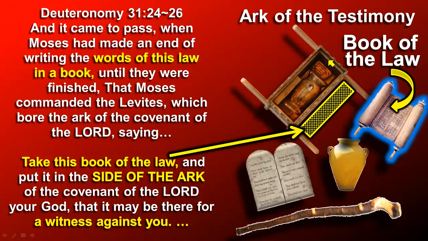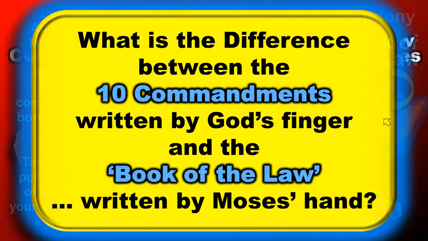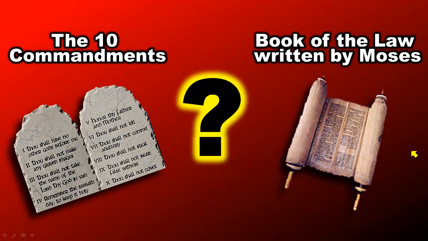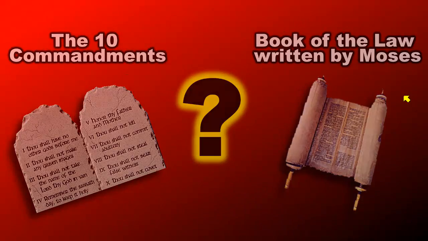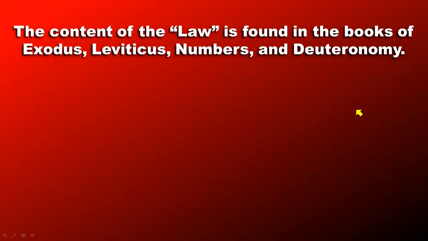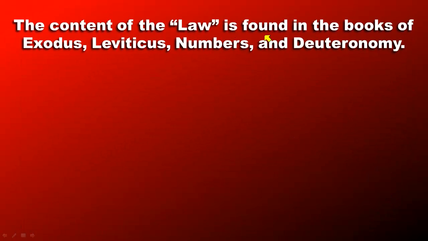So inside the ark of the testimony were the 10 Commandments, the manna and the rod that budded, and outside was the book of law that Moses wrote. So what is the difference between the 10 Commandments written by God's finger and the book of the law written by Moses' hand? Have you ever thought of that? What's the difference in these two laws? Let's take a look at this. So the contents of the law is found in the Bible in the books of Exodus, Leviticus, Numbers, and Deuteronomy.